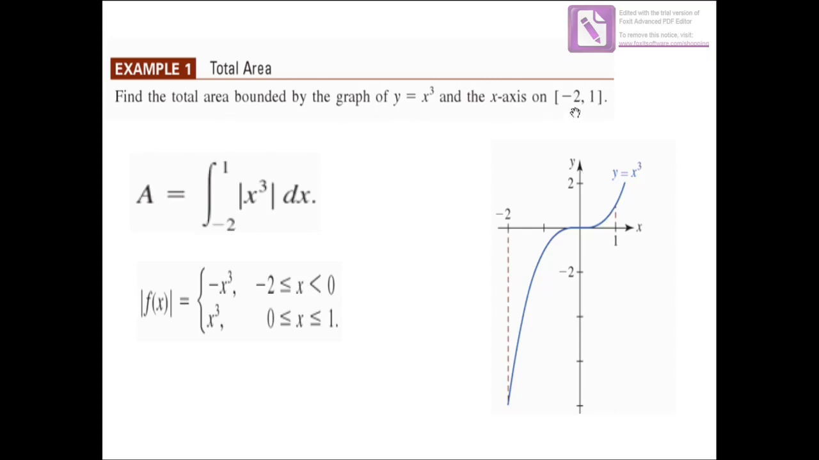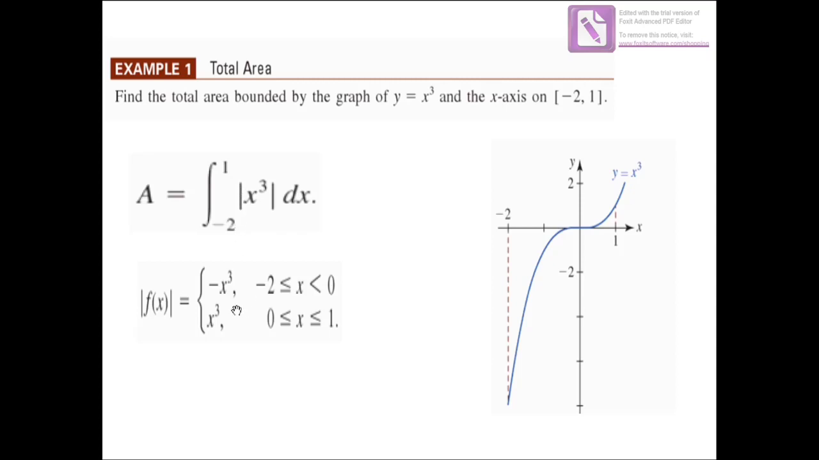So here we see that the interval is from minus 2 to 1. We see the graph of y equals x cubed is negative when x is in the interval from minus 2 to 0, and it is positive on the interval from 0 to 1. So that's why, for evaluating the total area, we need to take the integral of the absolute value of x cubed, where x is from minus 2 to 1.